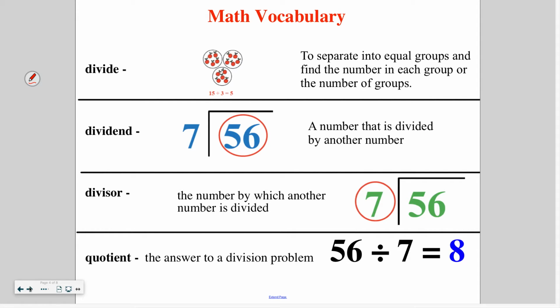Like I said, equal groups is a great strategy to divide because you're separating into equal groups when you divide. And usually you're looking for the number in each group or the number of groups when you're dividing. The dividend is the number you're dividing, you're making equal groups out of. The divisor is the number you divide by. And then the quotient is the answer you get once you divide.